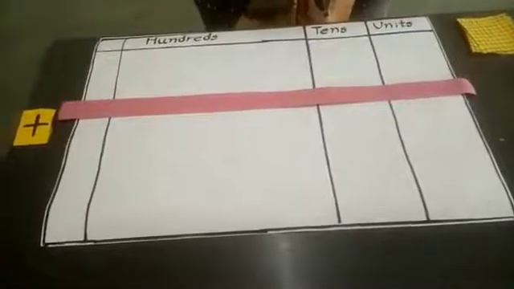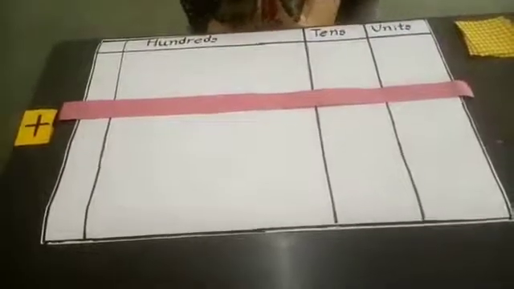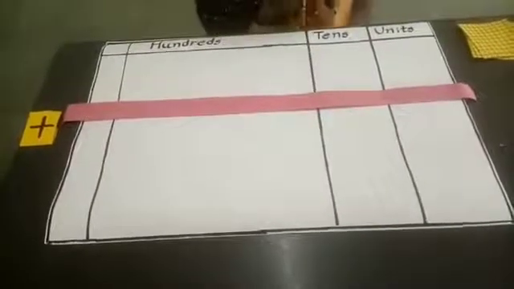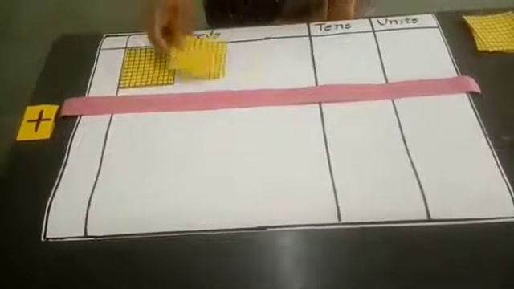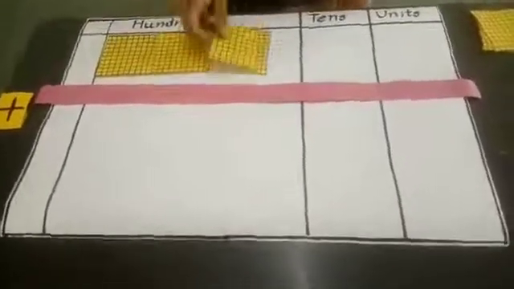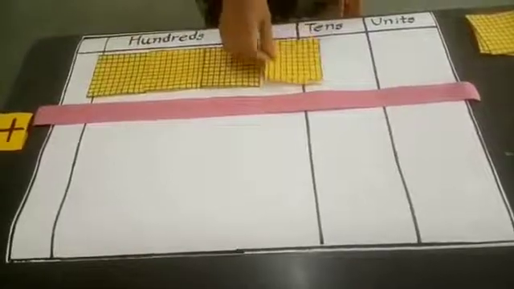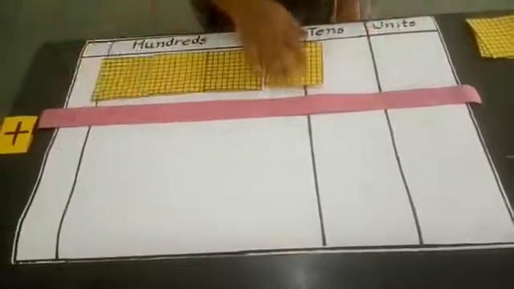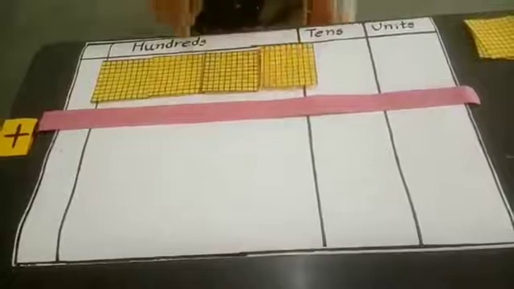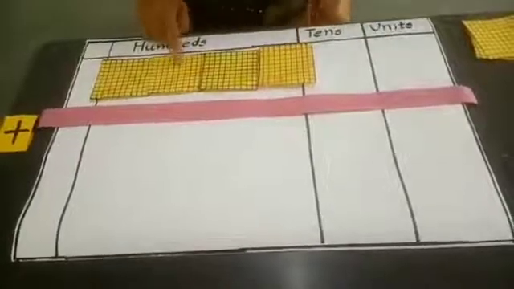Now we will see another example. Now look here. 1, 2, 3 and 4. Now see, here 4 tens are there.